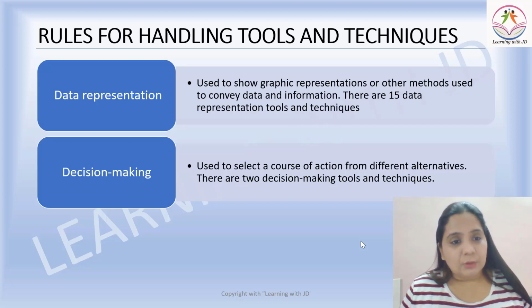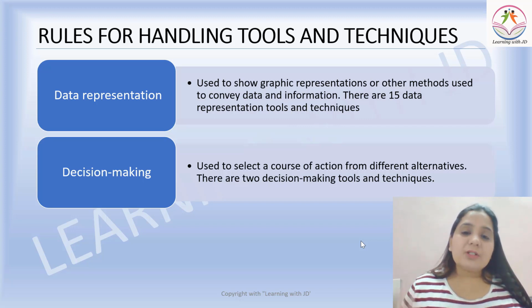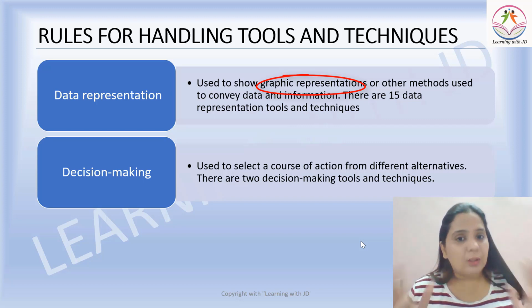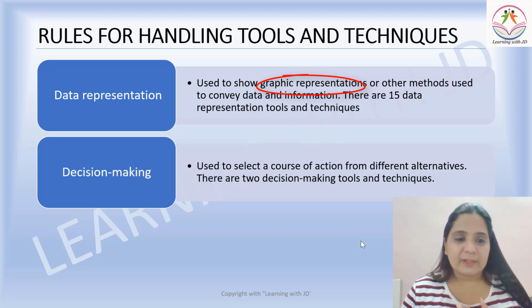Data representation. Now you got the data, you've worked on that data, and now you want to represent it. Represent means you want to share it with somebody, right? You've analyzed it and now you want to share it. It is used to show graphic representation or other methods used to convey data and information. Any way you want to communicate to your stakeholders is a way of data representation. There are 15 data representation tools and techniques. You will be able to see all these tools and techniques in greater detail in your PMBOK 6th edition. As I told you at the beginning also, PMBOK 6th edition is extremely important from your examination perspective.